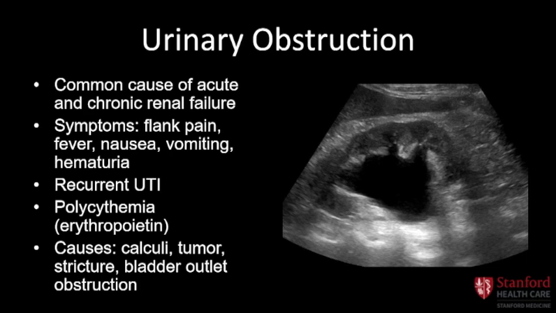With obstruction, typically patients will have symptoms such as flank pain, fever, nausea, vomiting, or hematuria. Sometimes they'll have recurrent UTIs. They may have polycythemia because of their erythropoietin. And then causes of obstruction can include calculi in the collecting system, tumors, strictures. We saw earlier cases of endometriosis obstructing the urinary system, and then you can have bladder outlet obstruction.